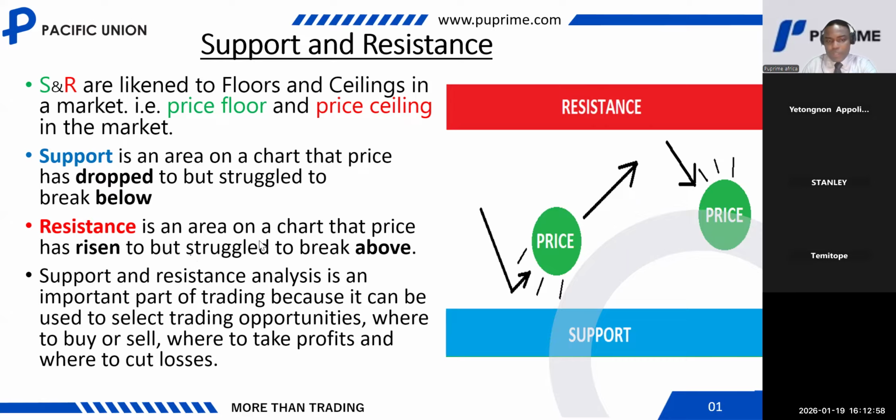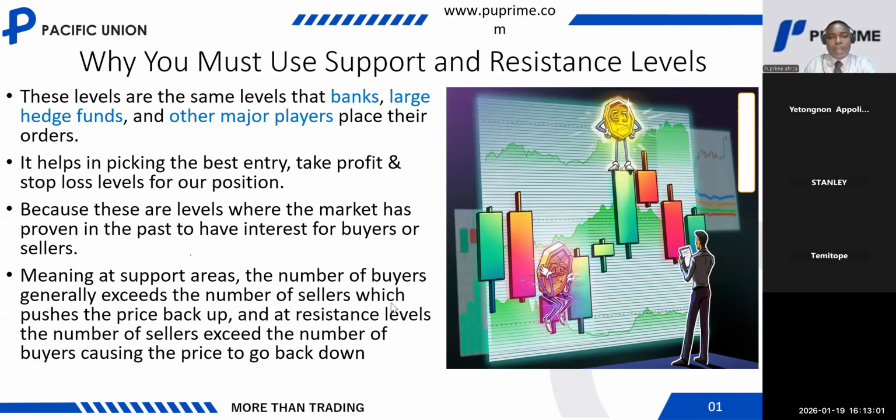All right, let's proceed further. Now, we want to look at why you must use support and resistance levels. Is it so important for us to use it? I will say yes, very important, for the following reasons. One, these levels are the same levels where banks, large hedge funds, and other major players place their orders. So you are not the only one using these levels. Big banks, Bank of America, Bank of Japan, they all use support and resistance levels. Even large hedge funds, JP Morgan and the likes, use this as one of the key tools to identify price movements in the market.